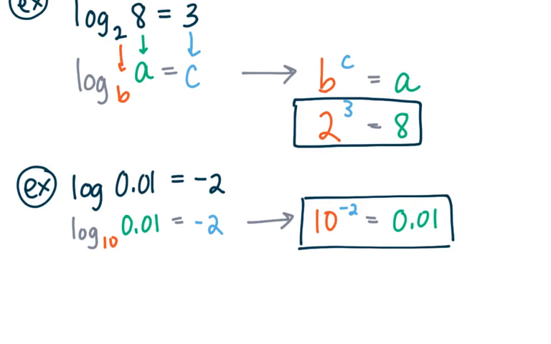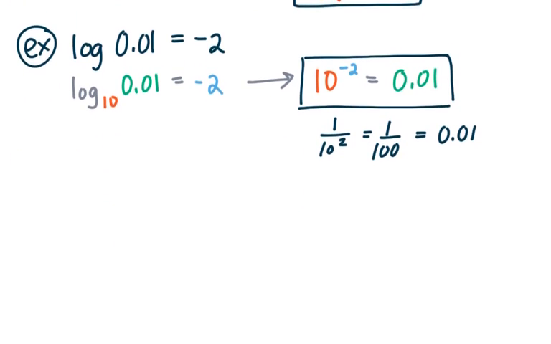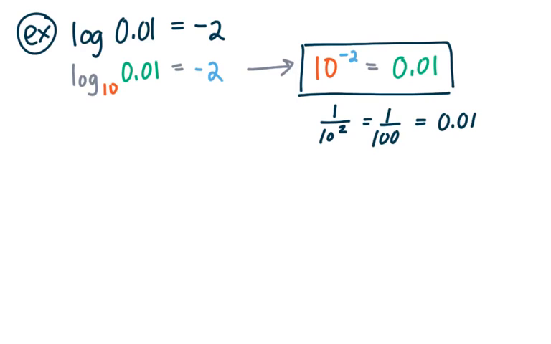And of course this should make sense to us because 10 to the -2 is 1 over 10 squared, or 1 over 100, which is 1/100th. So let's see. Here we'll do another example.